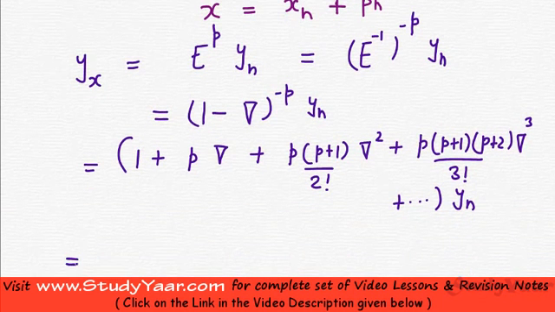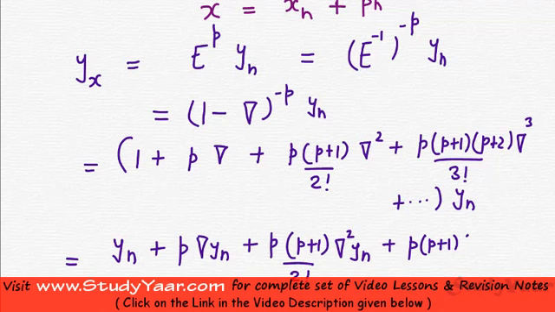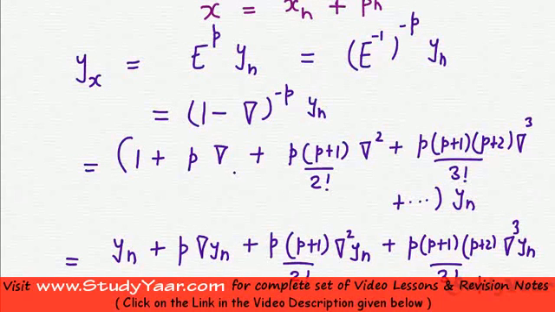Now if you are going to take the yn inside, you are essentially going to get yn plus p into del yn plus p into p plus 1 upon 2 factorial del square yn plus p into p plus 1 into p plus 2 upon 3 factorial del cube yn and so on. Okay, so this is your backward interpolation formula.